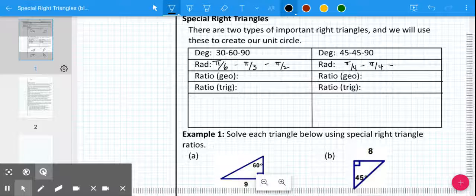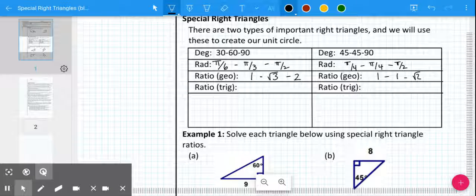We are going to, at some point, become more comfortable with radians than we are with degrees, and so we want to always keep in mind what the radian value is. Now, you learned in your geometry classes that there is a special ratio of the sides for these. You may have seen it as 1, root 3, 2, or as x, root 3x, and 2x. And the ratio for the 45, 45, 90 is a 1, 1, root 2 ratio.